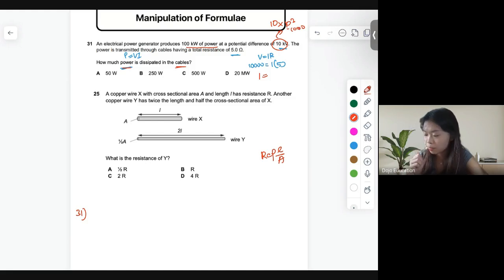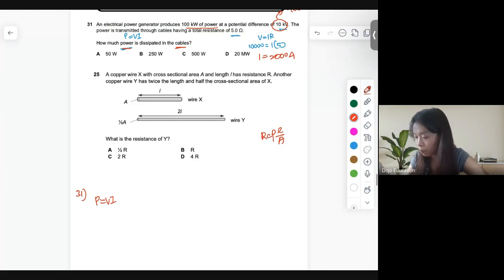And then my resistance is 5. So it's just 10,000 divided by 5. And I will get my current to be 2,000 ampere. Okay. And then I use P equals VI, right? P equals VI. And then I'm supposed to find my power. But doesn't the question already give you power? But there's this misconception. Okay, so in this case, they say power generator has 100,000 watts. Yes, but what's the question asking for?